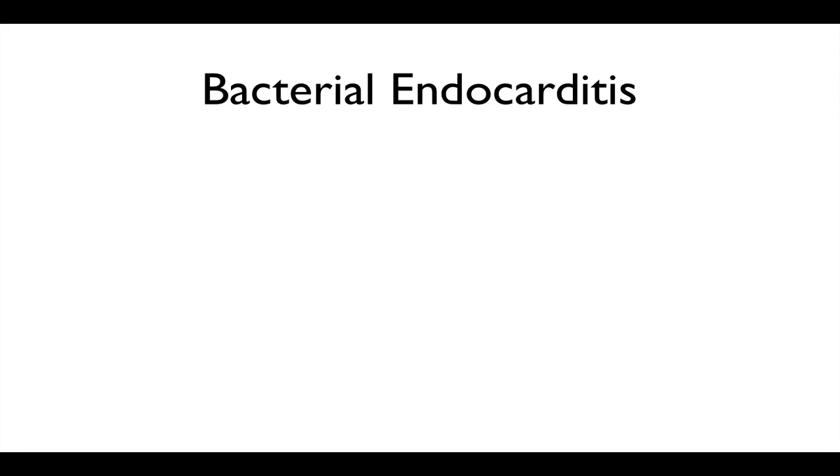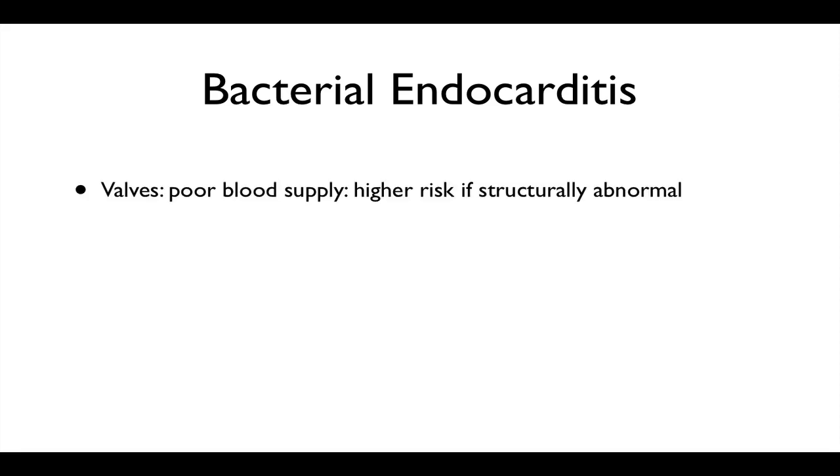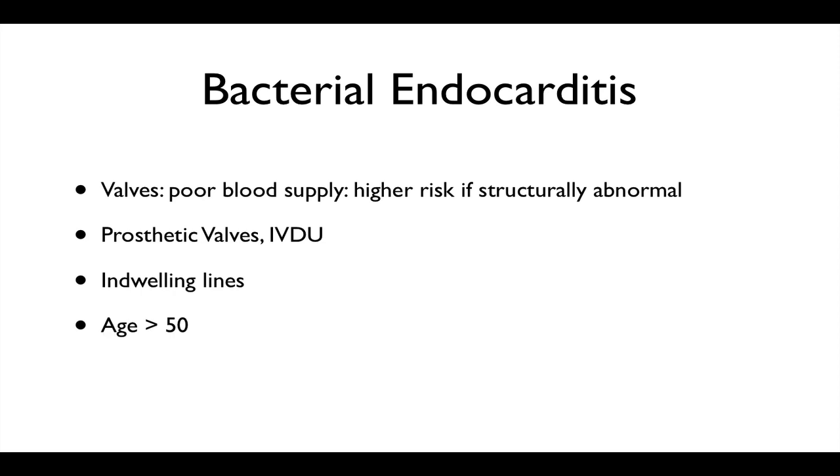So bacterial endocarditis: the valves have poor blood supply and they're higher risk if they're structurally abnormal. Other risks include prosthetic valves and intravenous drug abuse. Patients with indwelling lines, such as patients on TPN, chemotherapy with indwelling sources of infection, and being over 50 years old is also a risk factor of having bacterial endocarditis.